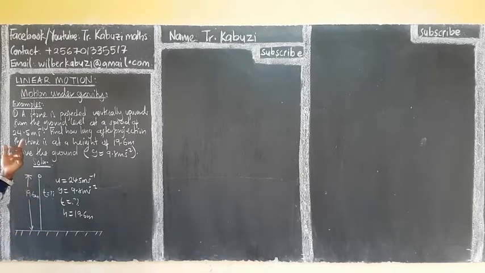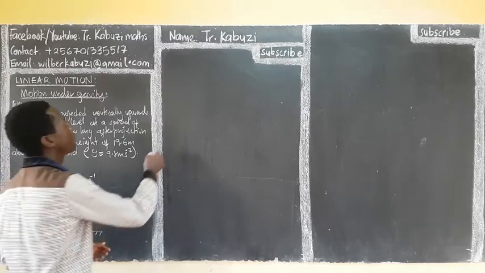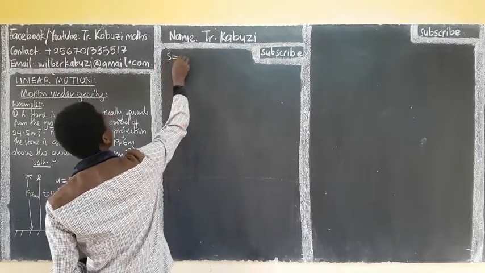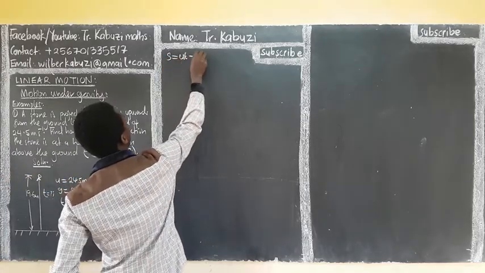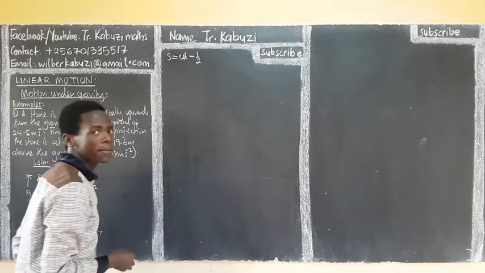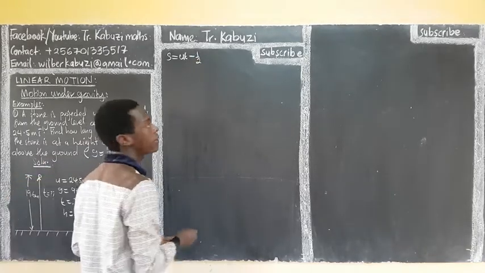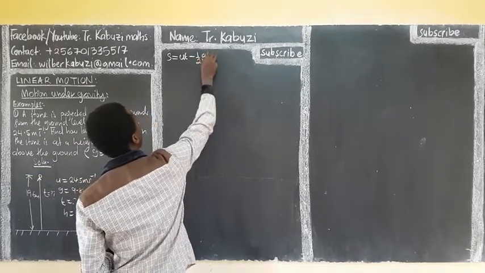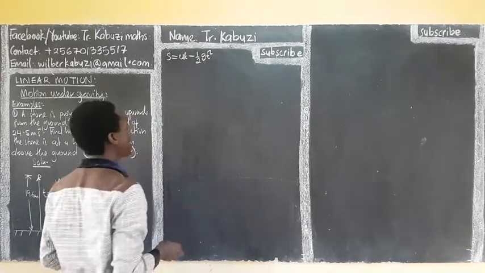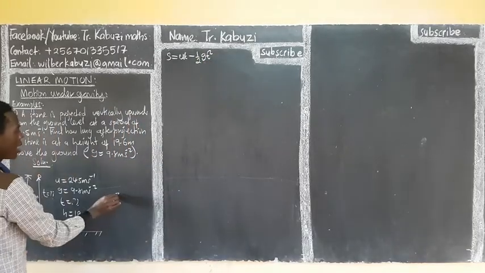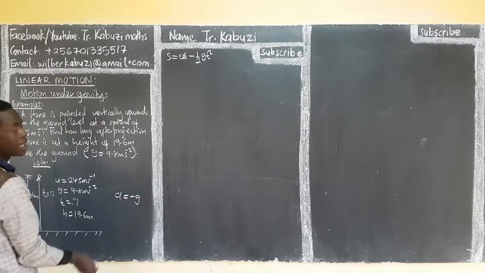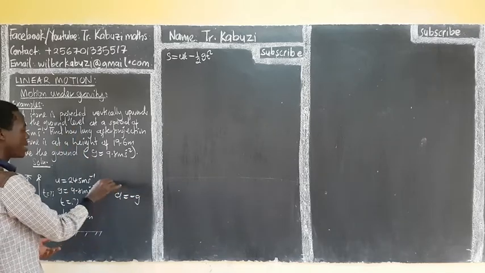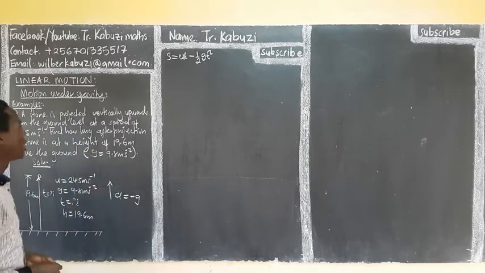Because it's going up, it is going to oppose gravity. So the formula I'm going to use is s equaling ut minus half g t squared. The acceleration that is pushing it is now the gravitational force, that's why we have t squared. We said whenever it's going upwards, our a is always going to be negative.